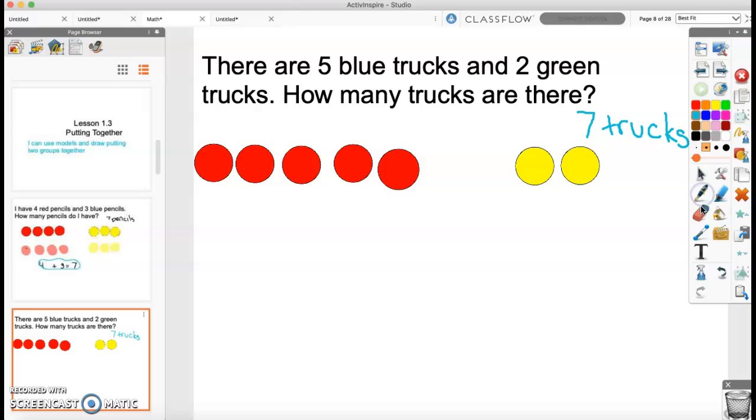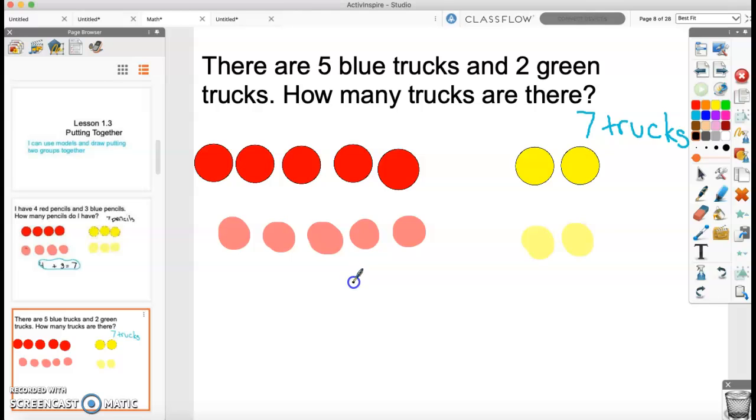Now, I also need to be able to make a model. So I'm going to draw how many trucks that are blue and green. So my model, I need 5 blue trucks. So I'm going to draw 5 red circles or counters. 1, 2, 3, 4, 5. And I'm going to draw for my 2 green ones 2 green trucks right there.